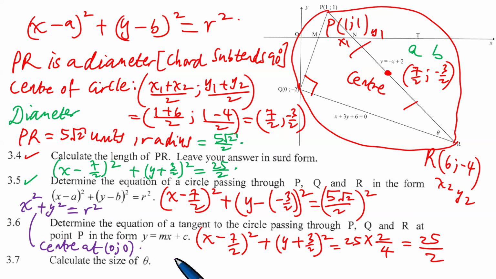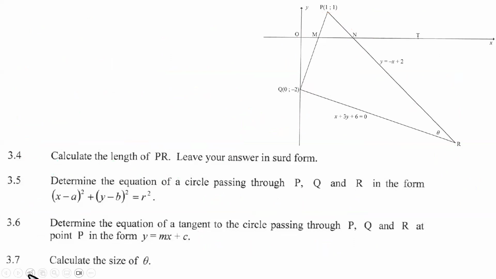We continue to celebrate more mathematics, but to solve more math by doing the next question as follows. We are able to do 3.6: determine the equation of a tangent to the circle passing through P, Q, and R at point P in that form. The point P has the coordinates 1 and 1. Remember that we found the equation of a circle passing through the points P, Q, and R in that form, and we're done with that one.